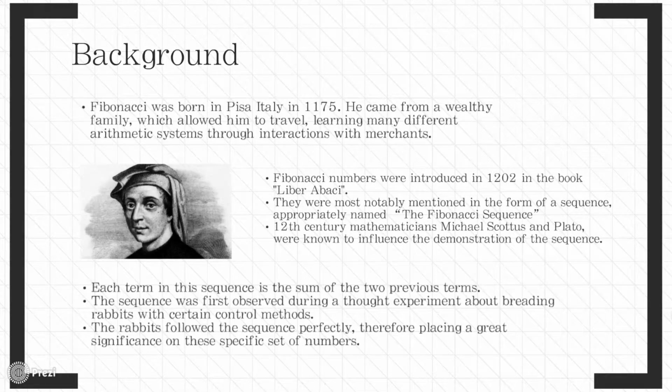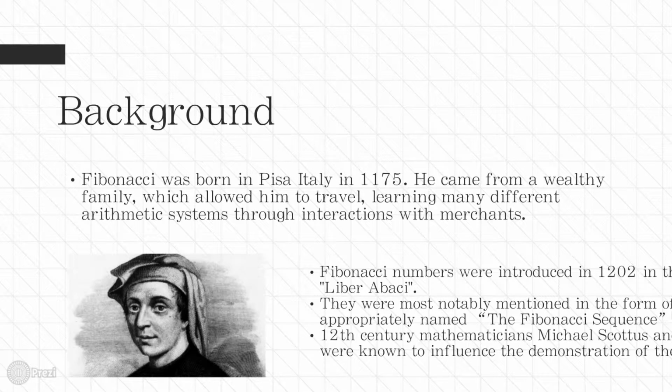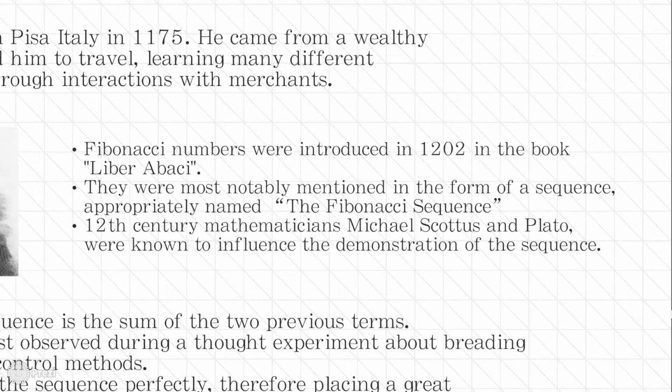Leonardo Pisano, otherwise known as Fibonacci, was born in Pisa, Italy, in 1175. He came from a wealthy family which allowed him to travel, learning many different arithmetic systems through interactions with merchants. Fibonacci numbers were introduced in 1202 in the book Liber Abaci, meaning Book of Abacus, written by Fibonacci.